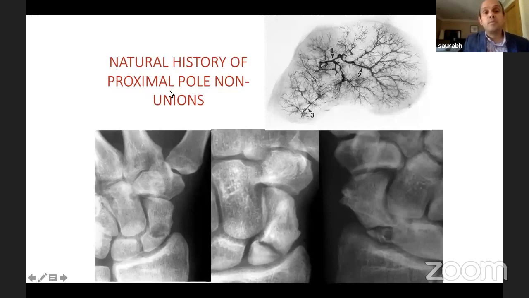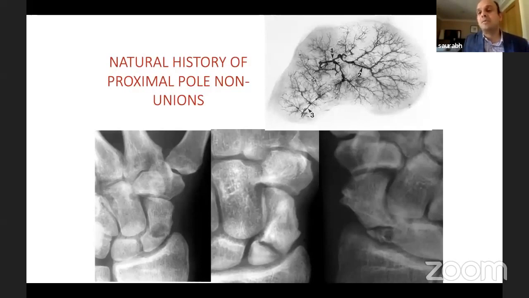So let's come to proximal pole now. Natural history. Again, proximal poles, they behave very well. They are like a stable waist. They don't collapse. They don't get humpbacks. They don't get DISI deformities. But proximal pole has a problem because of the blood supply to the proximal pole, they can get AVN and finally they can start fragmenting.